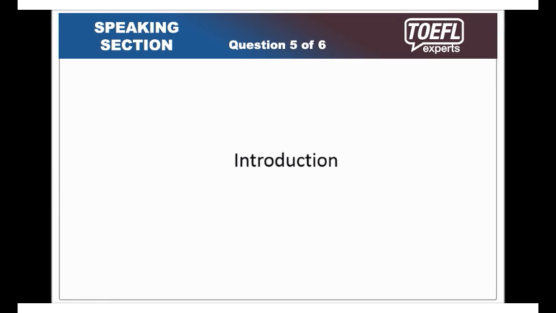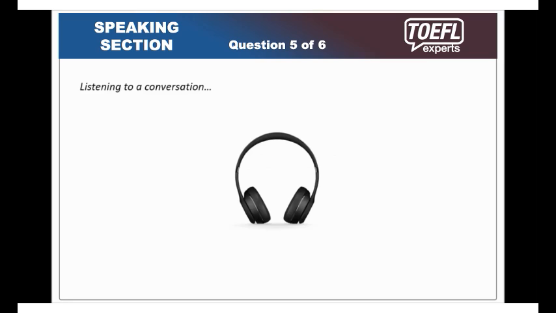Number 5. In this question, you will listen to a conversation. You will then be asked to talk about the information in the conversation and to give your opinion about the ideas presented. After you hear the question, you will have 20 seconds to prepare your response and 60 seconds to speak. Now listen to a conversation between two students.